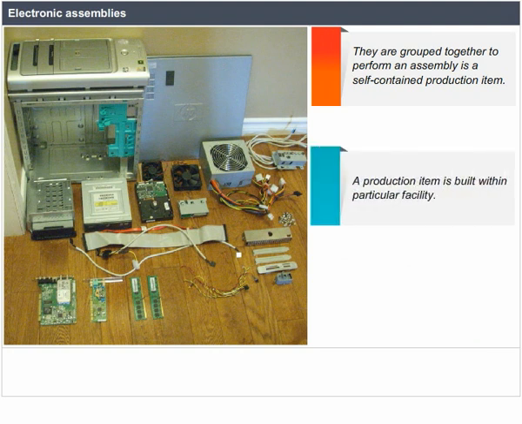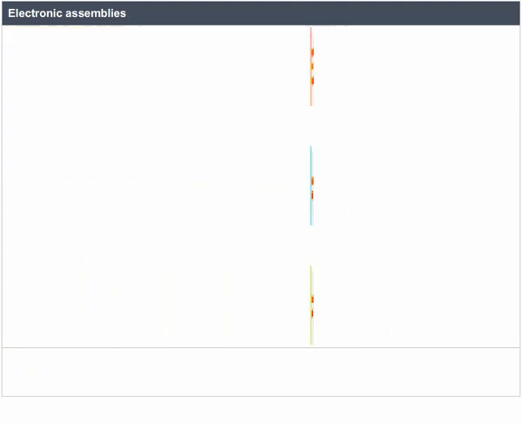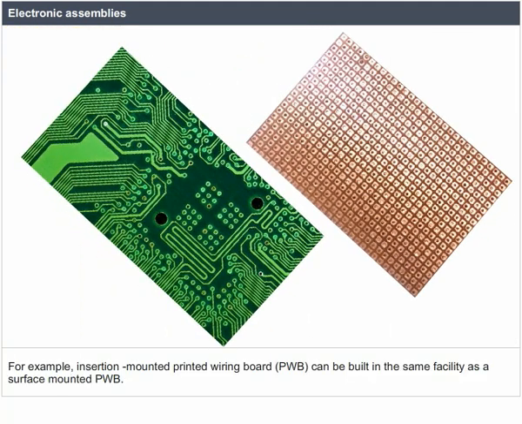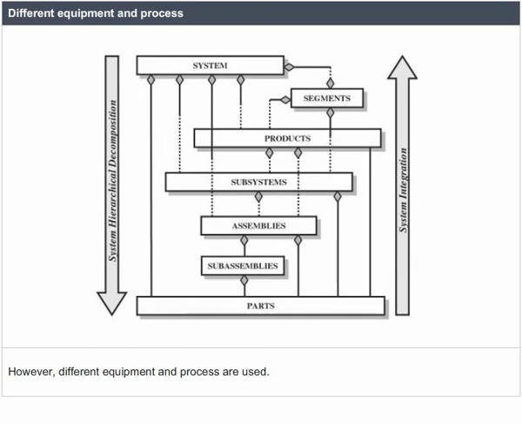A production item is built within a particular facility. In that, each product follows its own process flow. For example, an insertion mounted printed wiring board (PWB) can be built in the same facility as a surface mounted PWB. However, different equipment and processes are used.